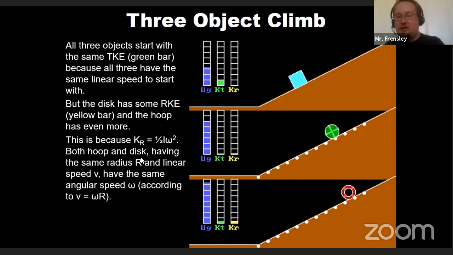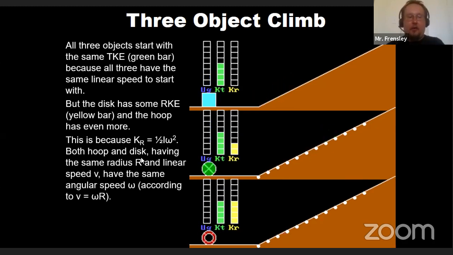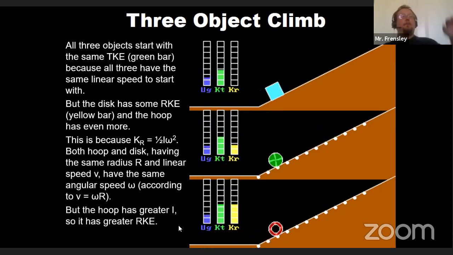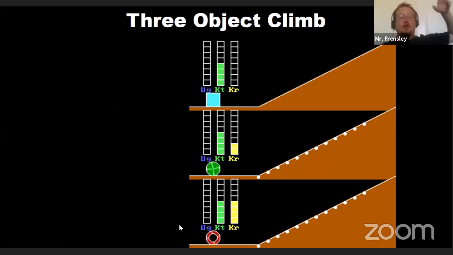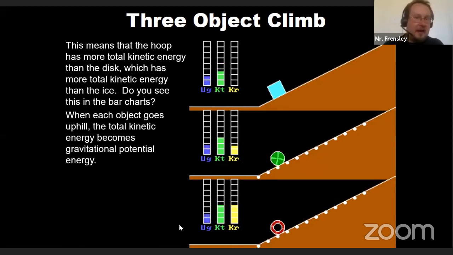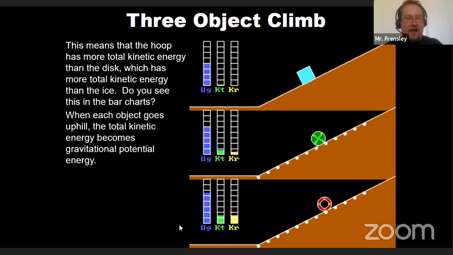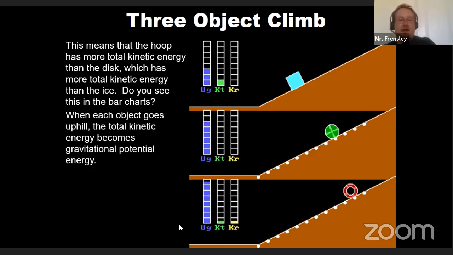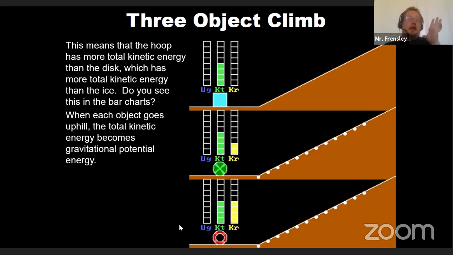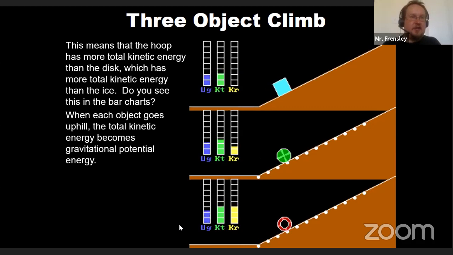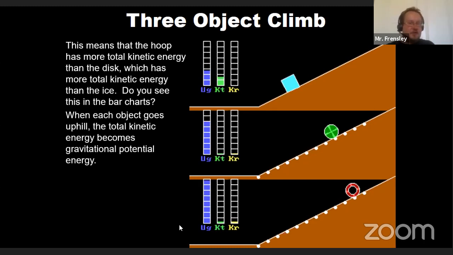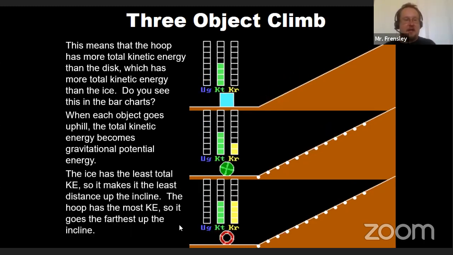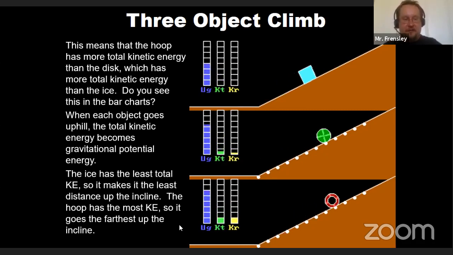So the hoop, having more total kinetic energy, can climb up the hill farther to a higher potential energy. The hoop has a greater I, has a greater rotational kinetic energy, therefore it has a greater total kinetic energy. So the hoop has more total kinetic energy than the disc, more total kinetic energy than the ice. So then all that kinetic energy becomes potential energy. The ice has very little kinetic energy to give to GPE. The disc has more kinetic energy to give to mgy, and the hoop has a lot of kinetic energy to give to mgy. So the ice goes the least distance, and the hoop goes the most distance.